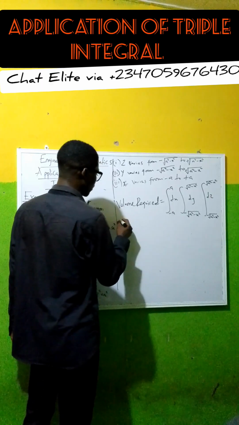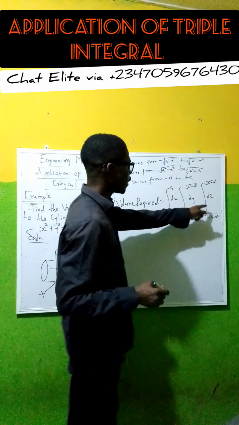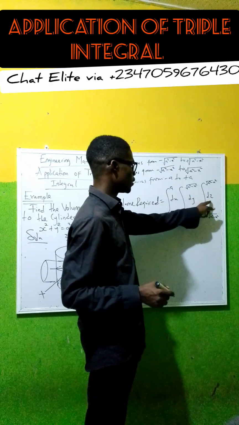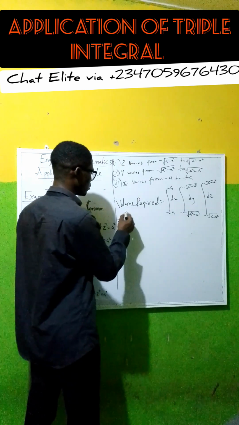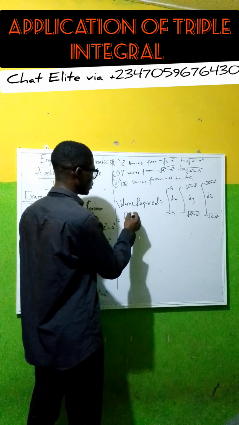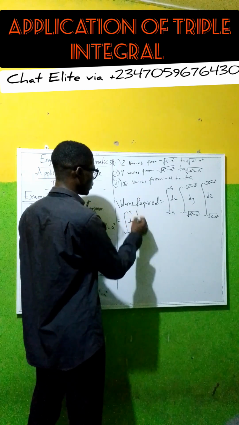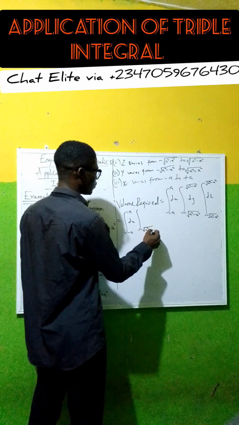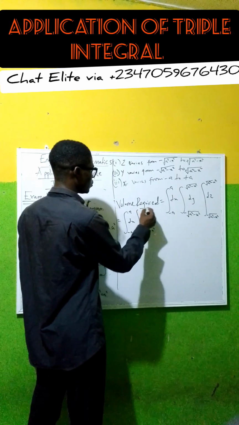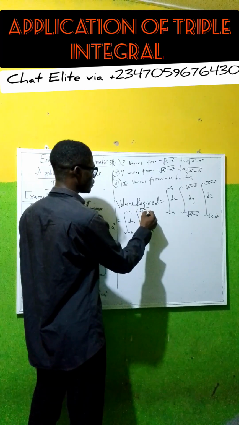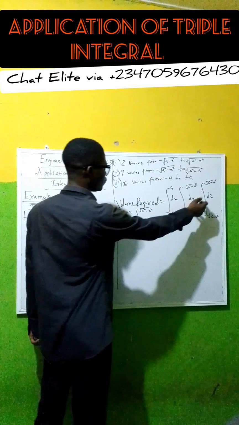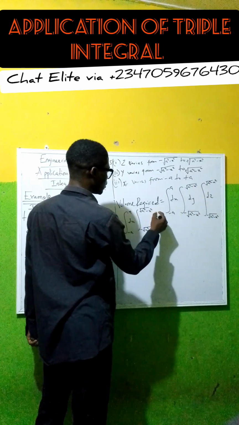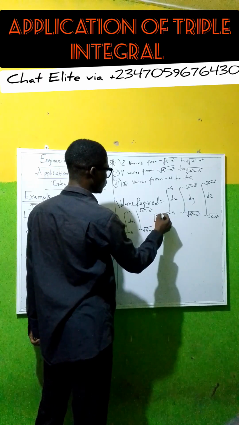So how do we begin to solve? Now, if we solve this one, the integral of dz is going to give us what? We have minus A to A dx, integral of minus the square root of A squared minus X squared to the square root of A squared minus X squared. If you integrate this one, it becomes Z.